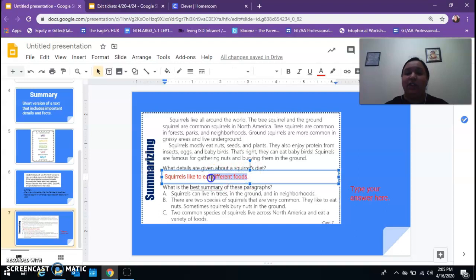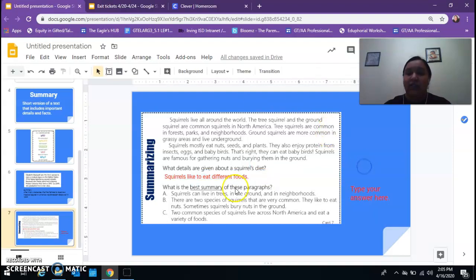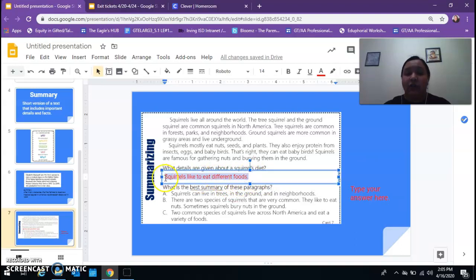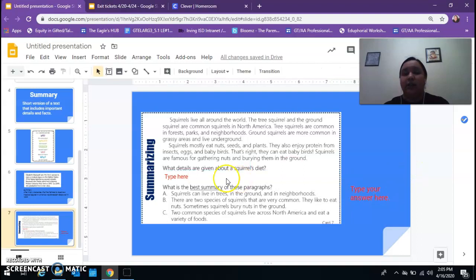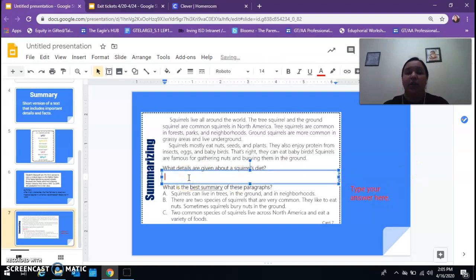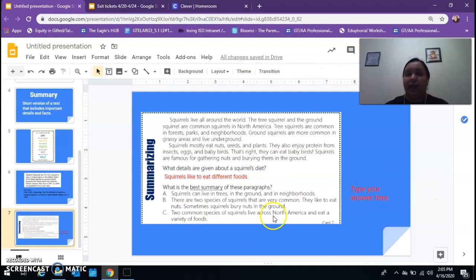And so if you see Miss Ceballos paraphrase that information, I just put squirrels like to eat different foods. I took all that information in my own words. I summarized it. I took that main idea and important details and made it into one sentence. I made a short version. So this is my answer. And in your exit tickets, you are going to see it like this. It will say type here. All you have to do, guys, is click where it says type here and type your answer there. And then I'll just move on.